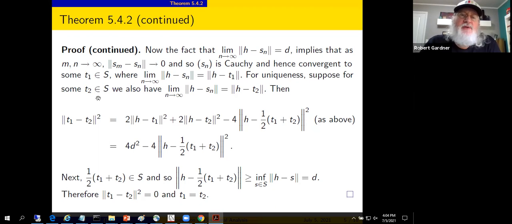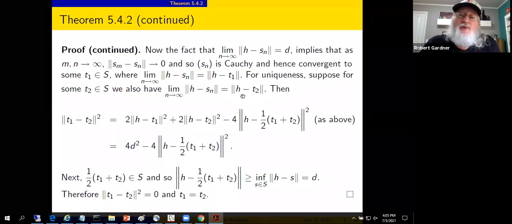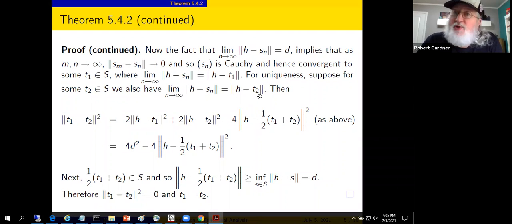So we found the existence of one. For uniqueness, suppose there's a second one. Suppose we also have the limit as n approaches infinity of the norm of H minus S sub n equal to the norm of H minus T sub 2. Now, there may be plenty of vectors out there in the Hilbert space that might satisfy something like this, but here we're taking the T1s and T2s to come from a particular place. They're coming from set S. So limits of the norms are the same. T1 and T2 are both elements of S satisfying this limit condition.